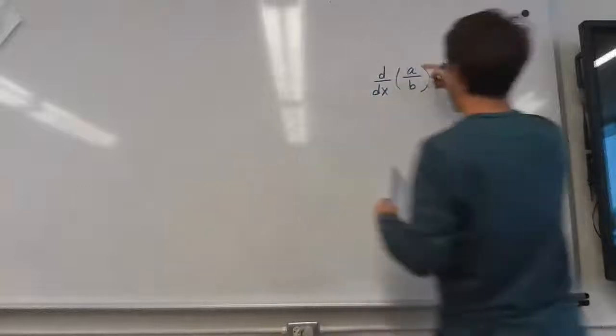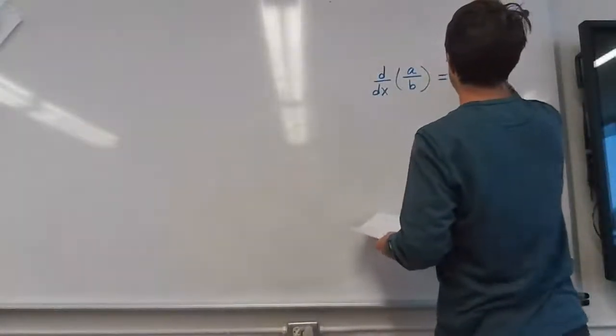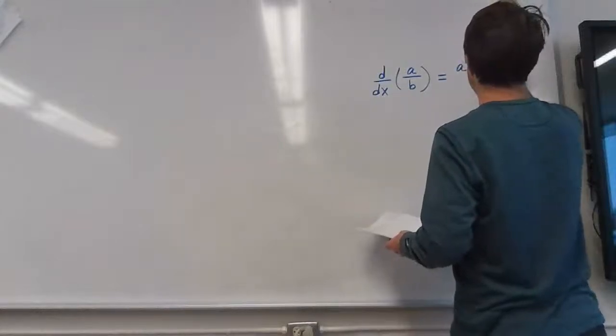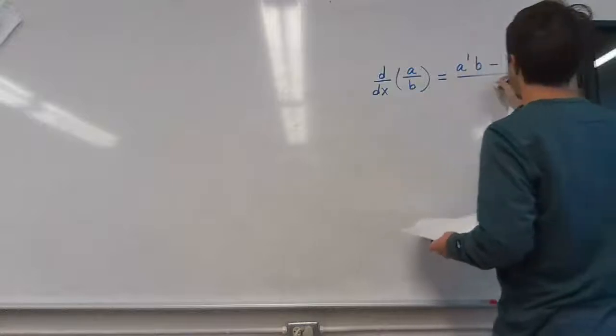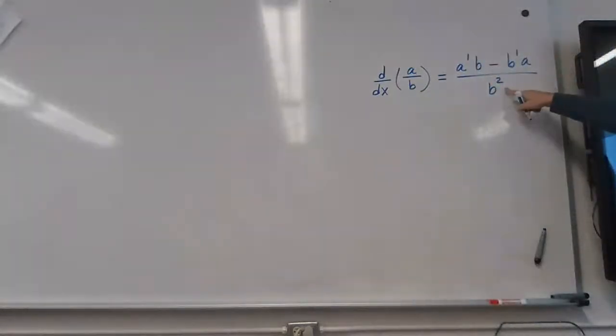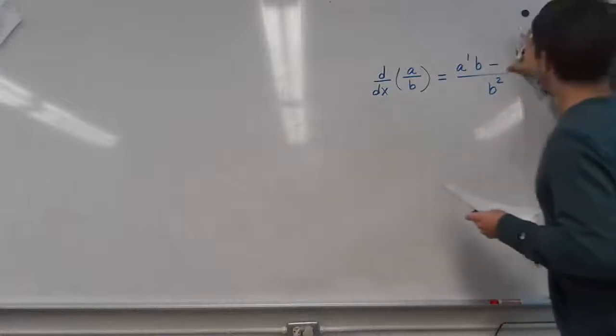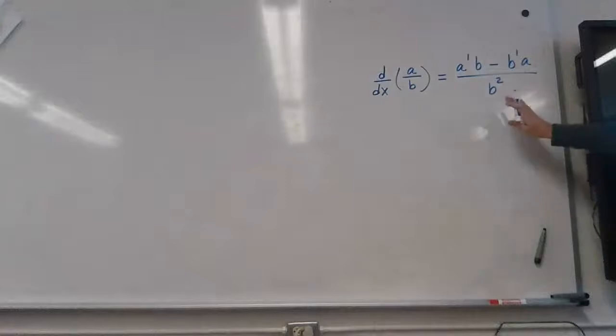Now let's say you had A over B, a quotient, right? The derivative there is going to be A prime times B minus B prime times A all over B squared. That is not a second derivative. That is a squared, second power. Okay, so I want to clarify that. My B looked up and stuff. Okay, so A prime times B minus B prime times A all over B squared.